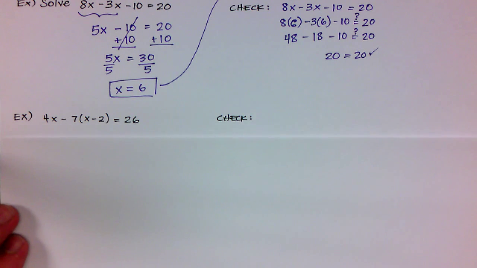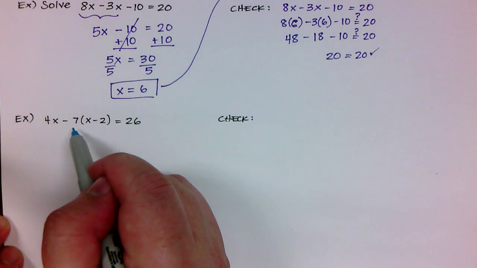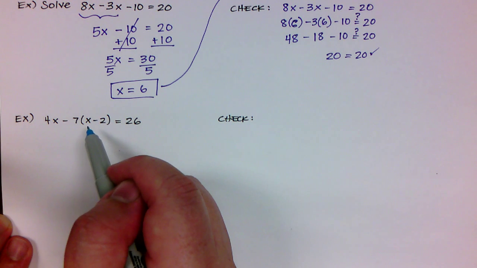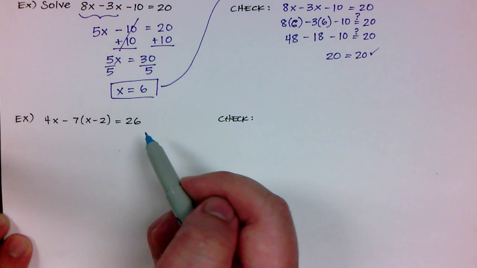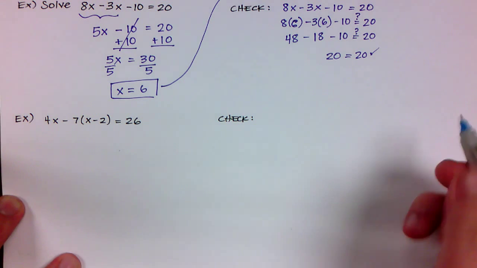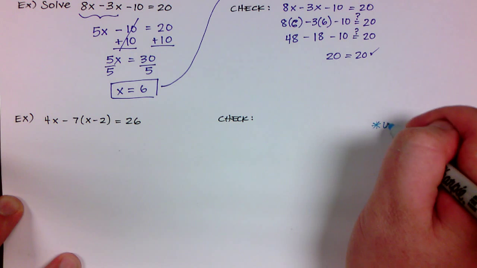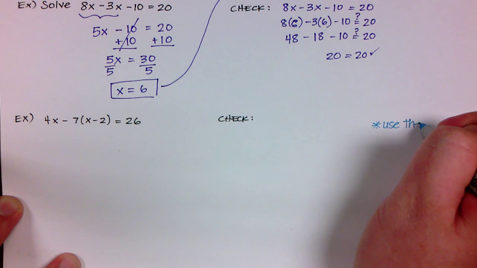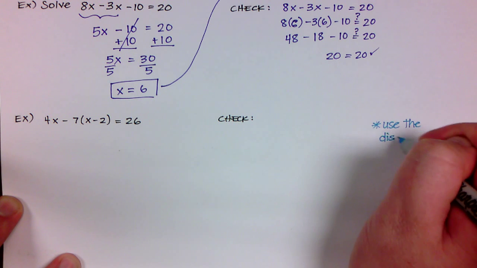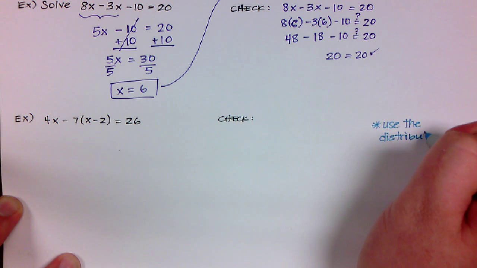So here's another one that we're going to try. This one says 4x minus 7 times the quantity x minus 2 is equal to 26. For a problem like this, I would say use the distributive property first.